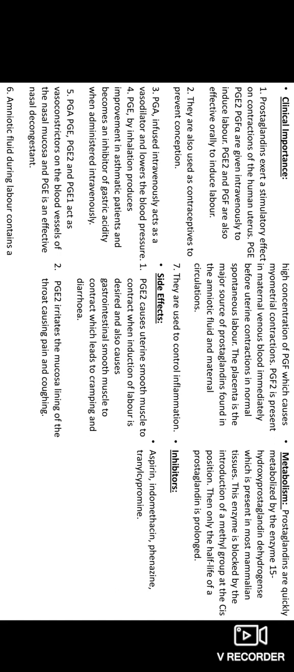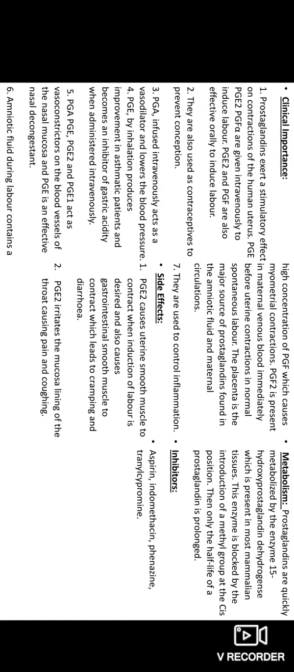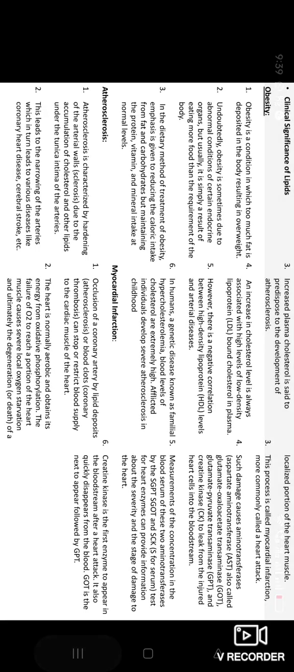Now the metabolism of prostaglandins is that they are quickly metabolized by the enzyme 15-hydroxyprostaglandin dehydrogenase, which is present in most mammalian tissues. The enzyme is blocked by the introduction of methyl groups. Okay, and aspirin, indomethacin, phenazone, and tranylcypromine are the inhibitors of the prostaglandins.